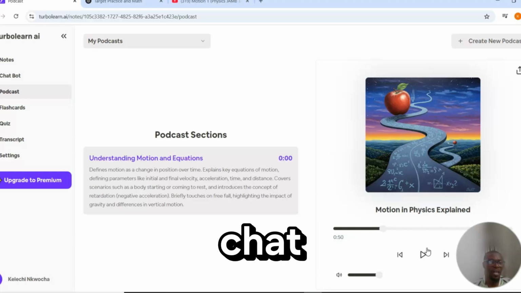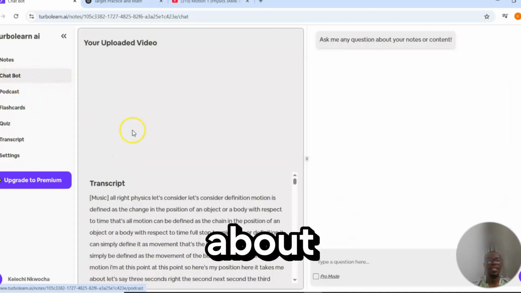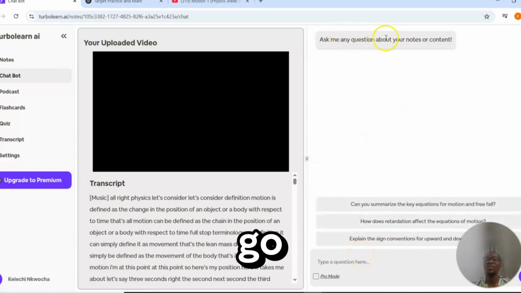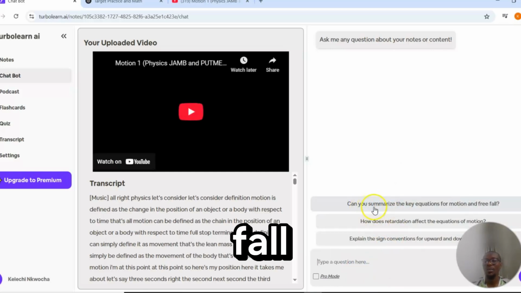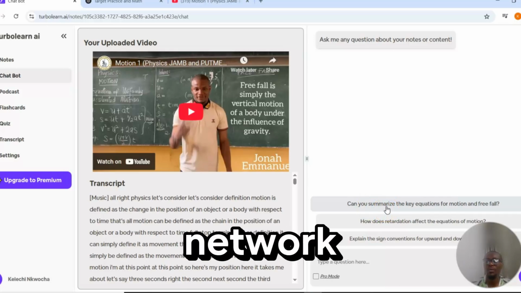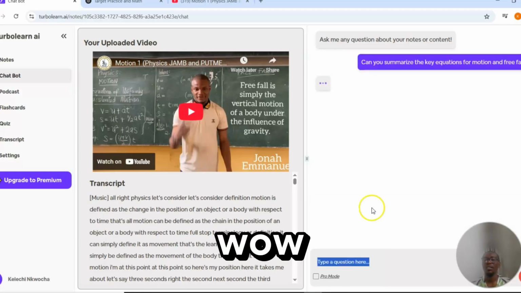You can go down to chatbots. Let's look at this. You can ask it questions. Ask me any question about your notes or content. You can come down here, or you can just go there and say, can you summarize the key equations for motion and free fall? Let's just see what it will give us. We'll pick this. The network can be a bit poor here.